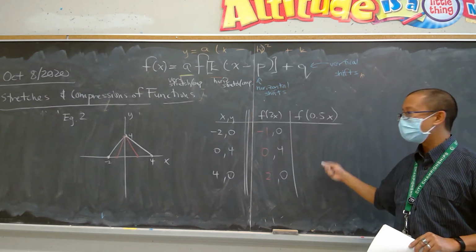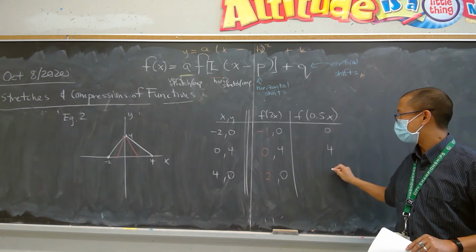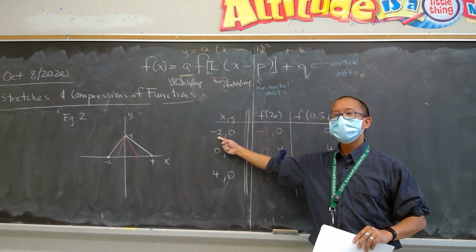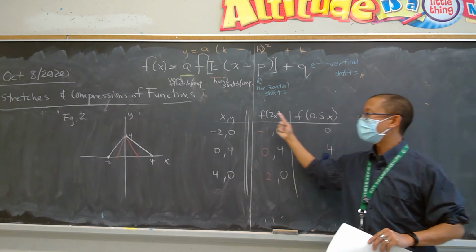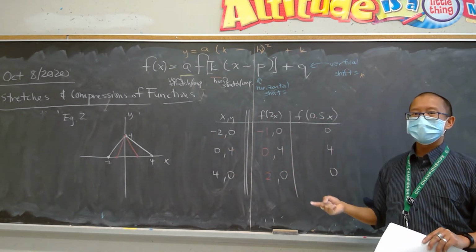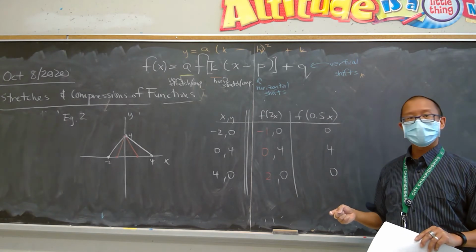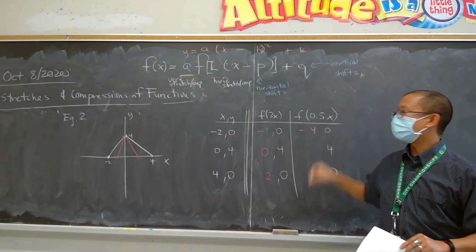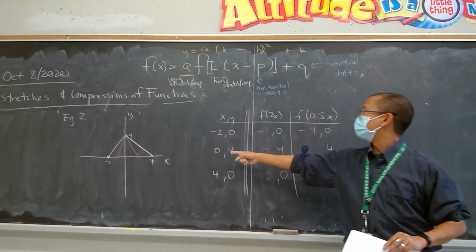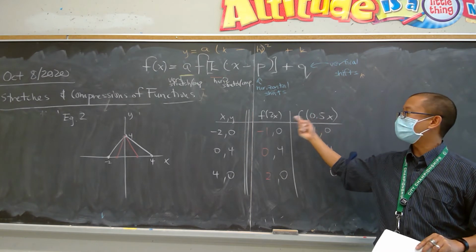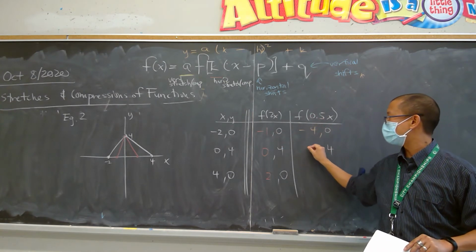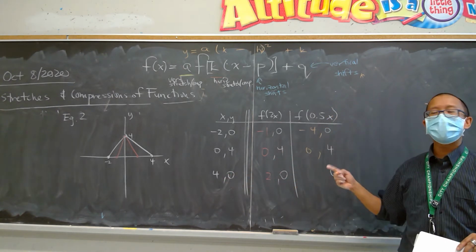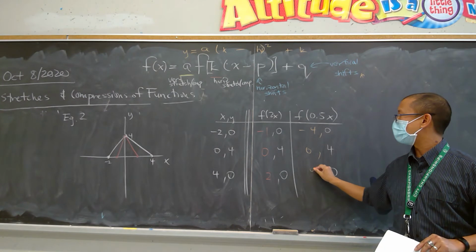So again, the y components will still stay the same, 0, 4, 0. But again, we're going to take that negative 2 and divide it by 0.5, or take that negative 2 and times it by 2. Either way, whatever way is easier for you to process at home. Negative 2 divided by 0.5, that's 4. 0 times it by 2, or 0 divided by 0.5, that's still 0. That's our answer. And then 4 divided by half, or 4 times 2, that's 8.